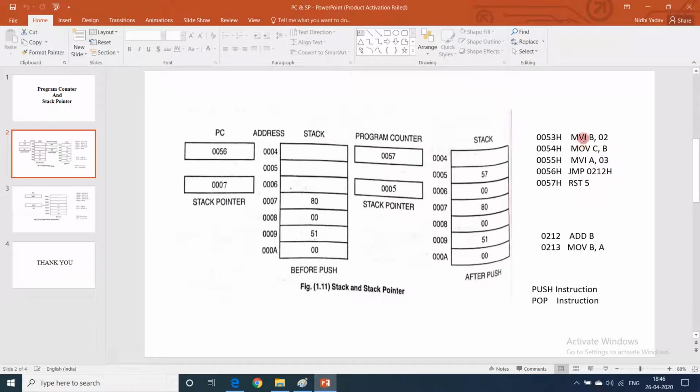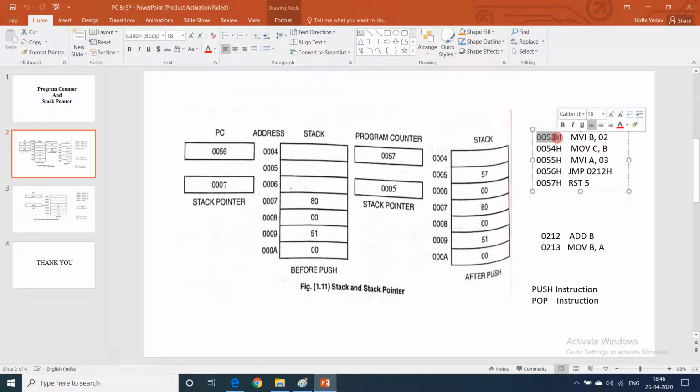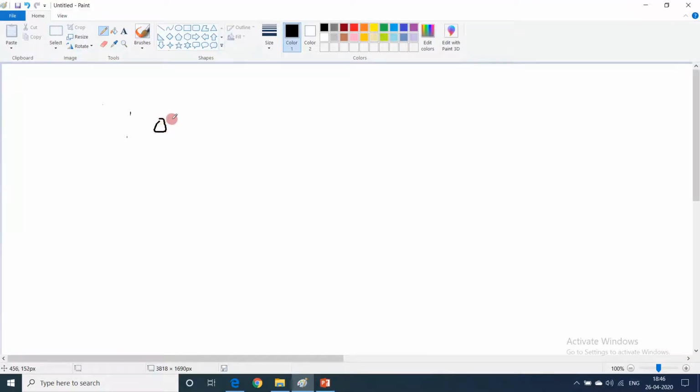See, this instruction is stored at location 0053. This address is of how many bits? 16-bit. Why 16-bit? Because this is a hexadecimal value, and in hexadecimal, one digit represents 4 bits. For example, this is 0053. This one digit of hexadecimal represents 4 bits.